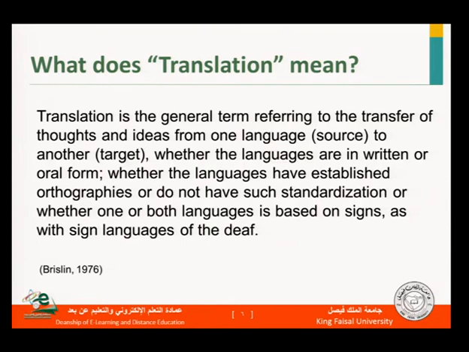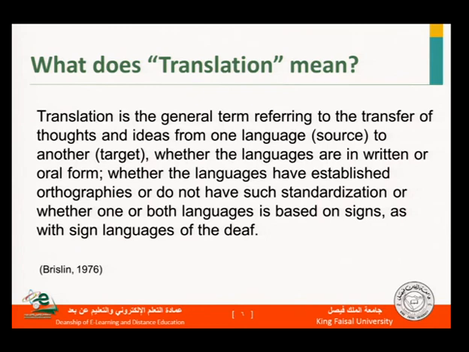Whether the languages have established orthographies or do not have such standardization, or whether one or both languages is based on signs, as with sign languages. All these details, after the word target to the end, will make the definition more accurate and adequate. So what is translation? It is the transfer of thoughts and ideas, of meanings, from one language to another language. This is the basic thing. But the other ideas offered by the author who defines this are just to give you an adequate, accurate overview of the meaning of the term translation.